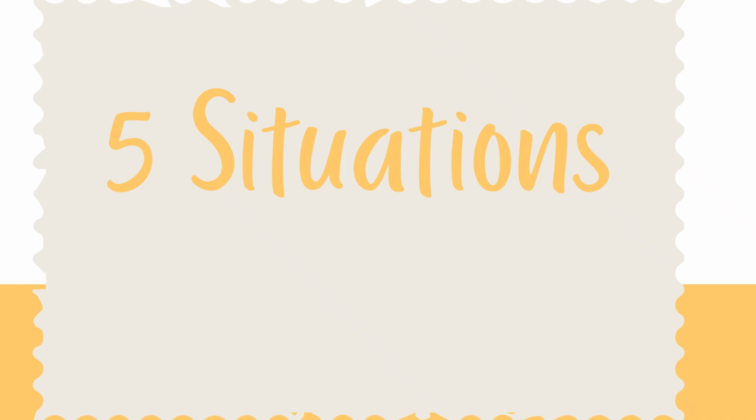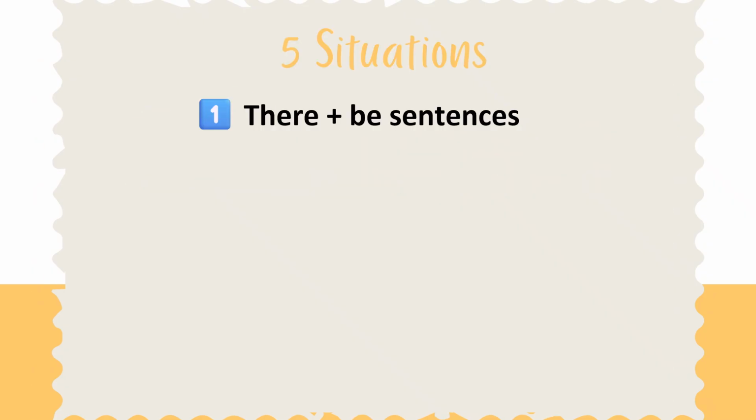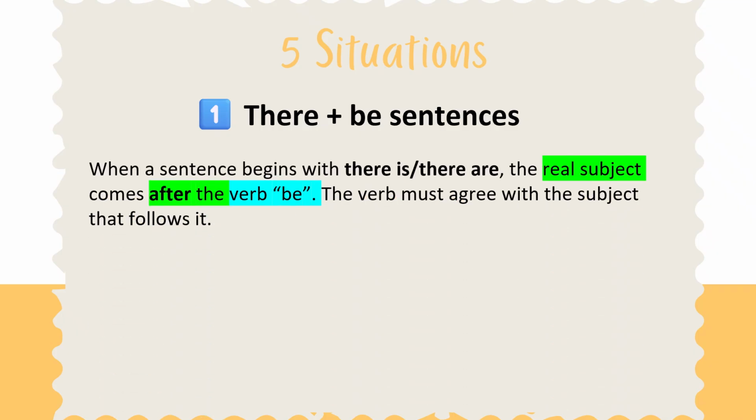There are 5 situations that we should pay attention to, and the 5 situations can be very tricky. Let's see them. Situation 1. There be sentences. When a sentence begins with there is or there are, the real subject comes after the verb be, is or are, right? The verb must agree with the subject that follows it.